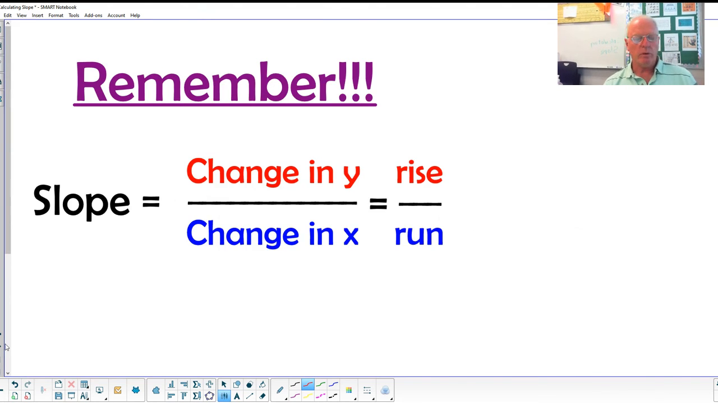So let's just review real quick. Remember that the slope is the change in y over the change in x. It's the rise or fall over the run.